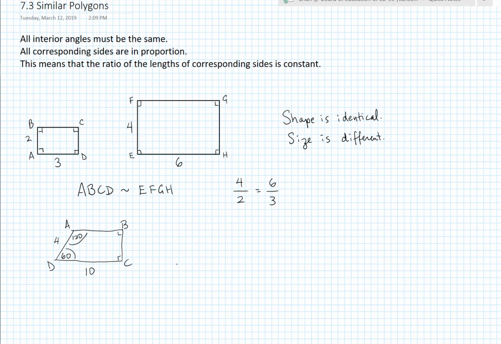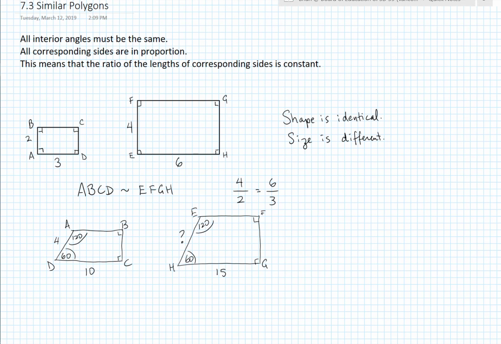And let's say we have a larger version of this. So we have another trapezoid, and these angles are the same, so that's very important. If it's going to be the same shape, these angles are the same, both 90 degrees. And let's say this is a length of 15, and we want to know what this length is. Let's label this one as well, E, F, G, H.